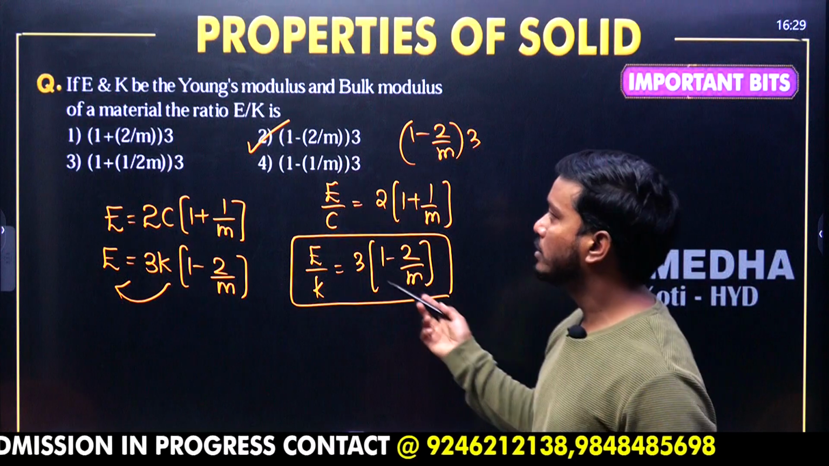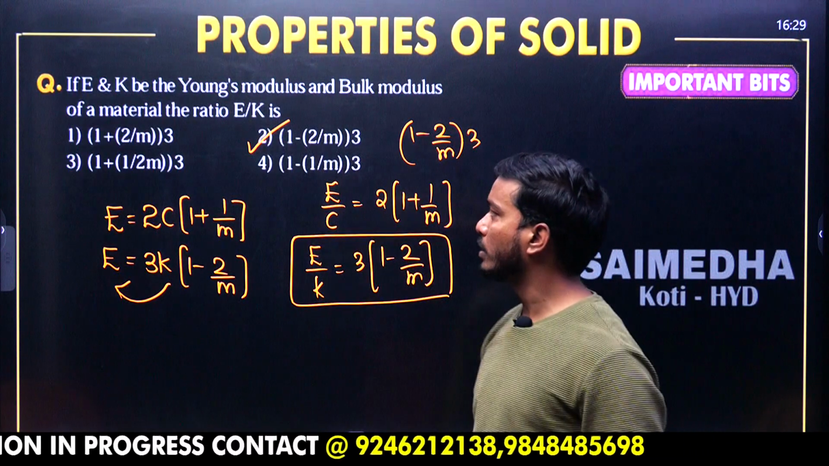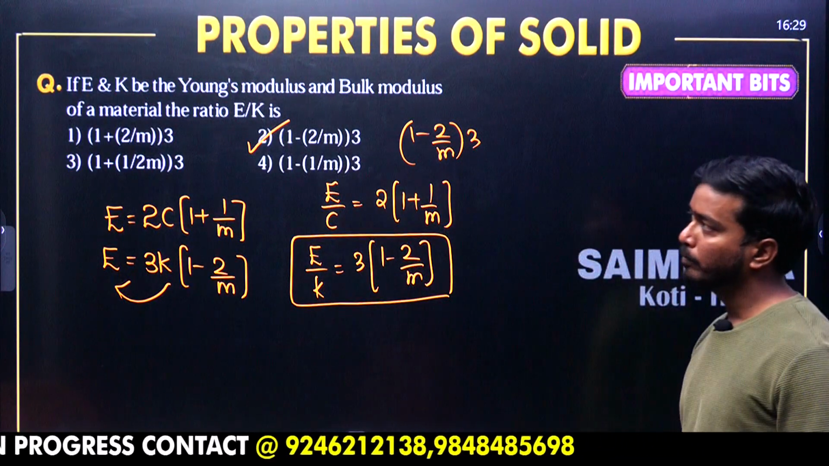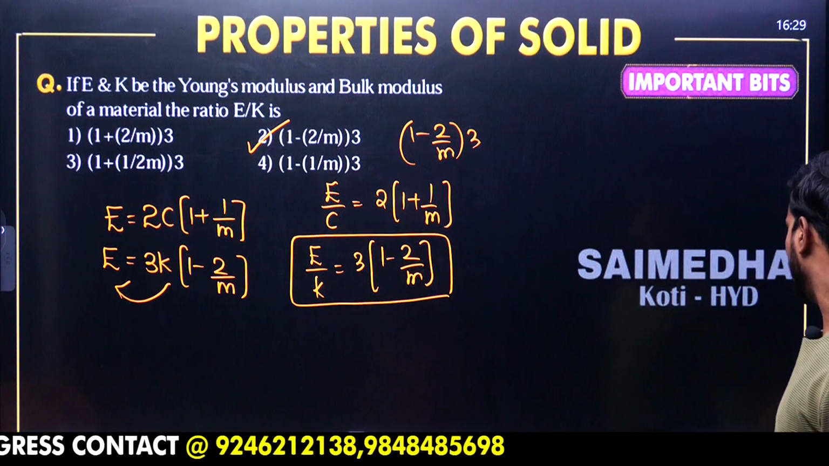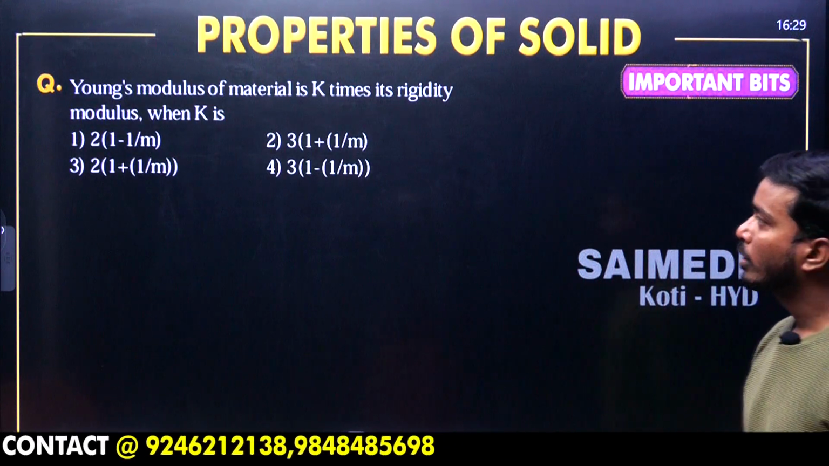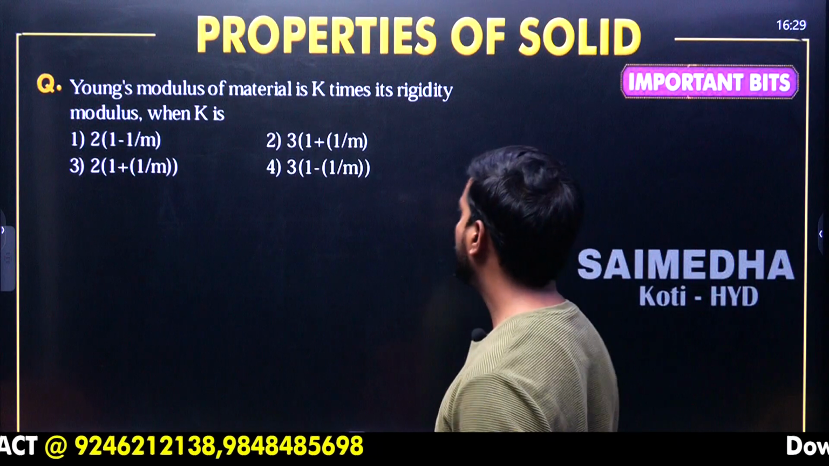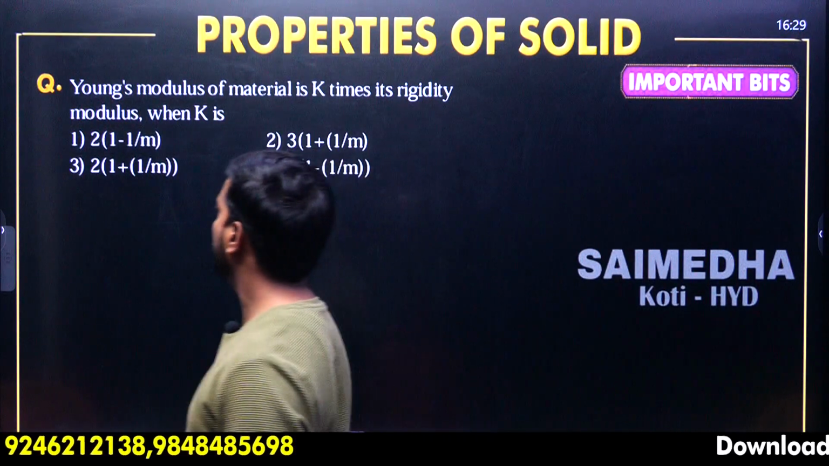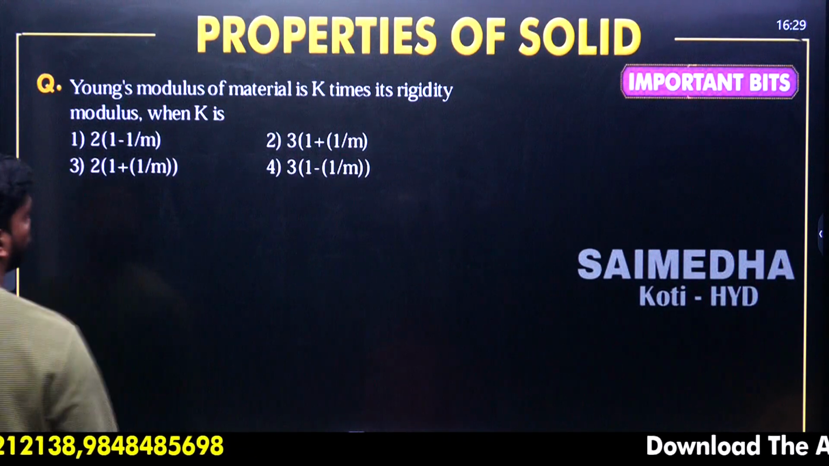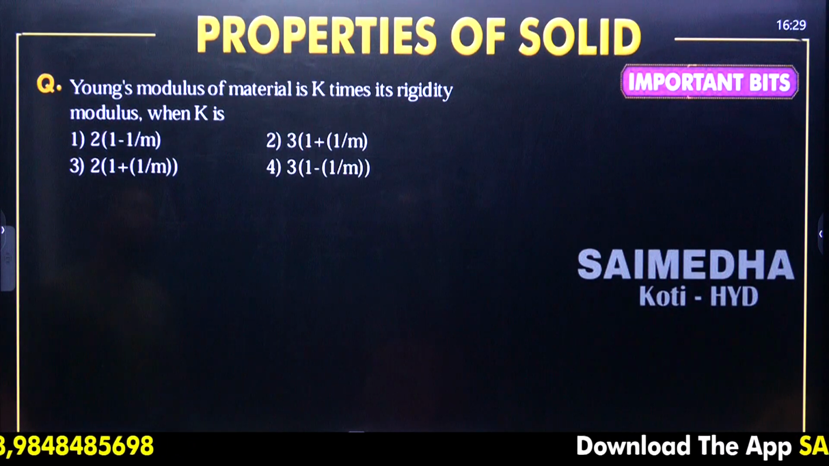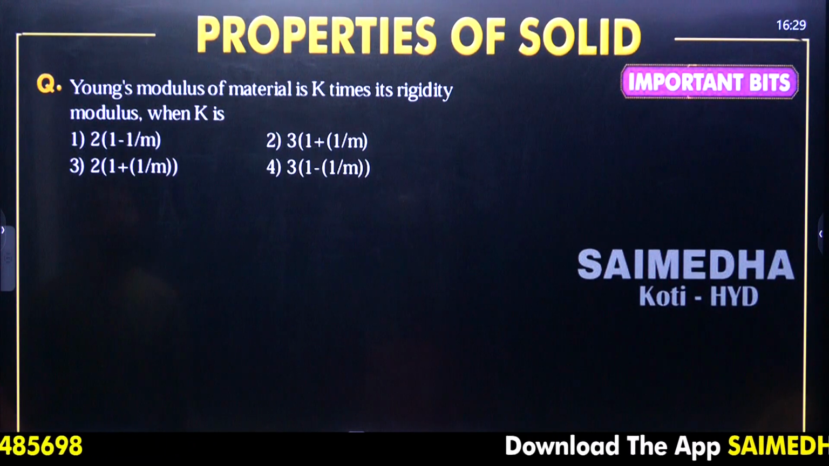Okay, but for now the correct answer is what? E by K is asking, so 1 minus 2 by m times of 3. Okay, go through it. Similarly, one more. Young's modulus is K times rigidity modulus. When K is equal to what? Young's modulus of a material is K times rigidity modulus.